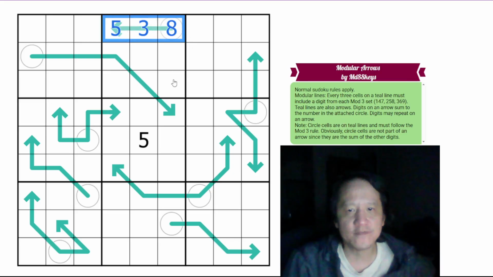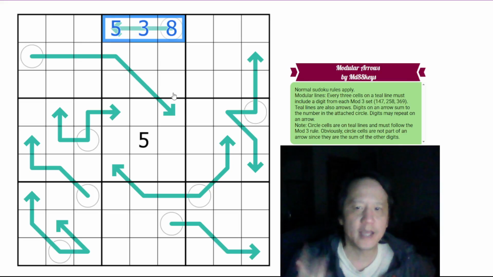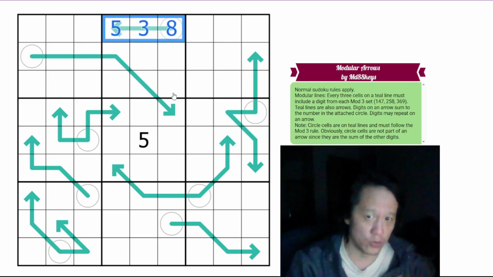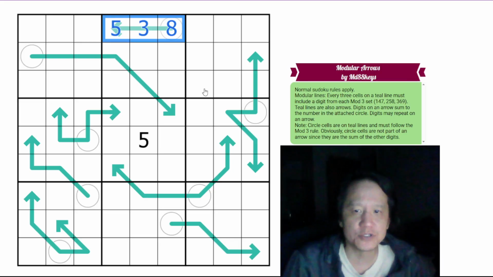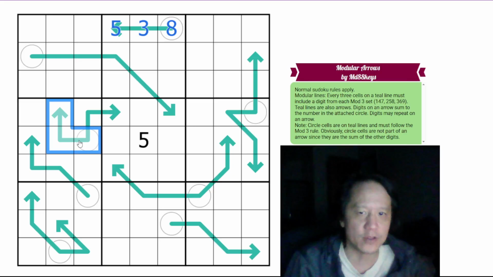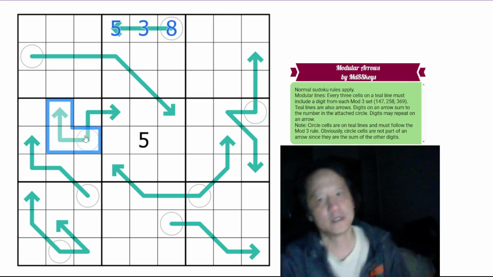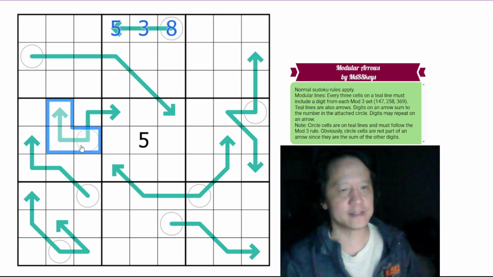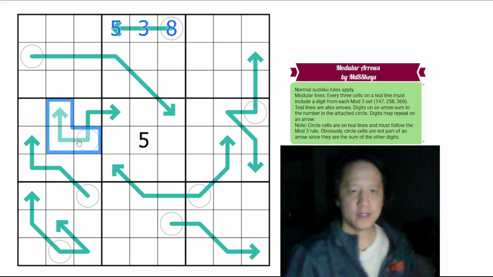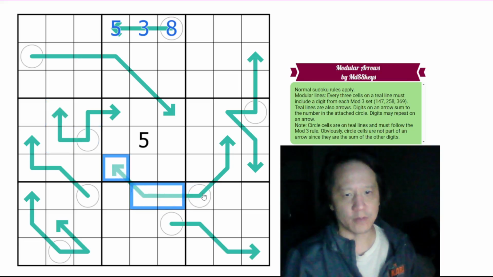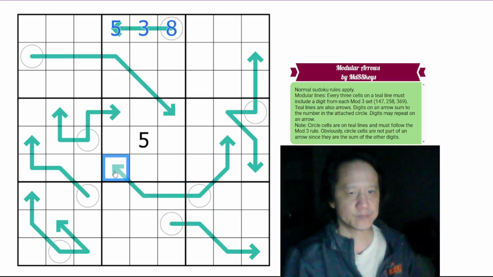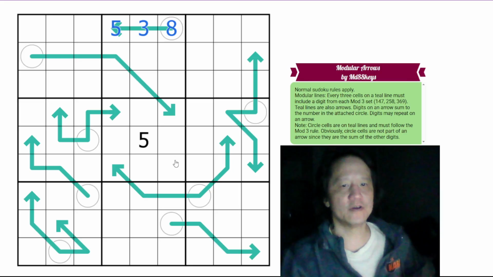So that's all that information. Note, circle cells are on teal lines and must follow the mod 3 rule. Obviously, circle cells are not part of an arrow, since they are the sum of the other digits. So the circle must also follow the modular line constraint. But obviously you can't sum up to itself, right? So the sum of these 3 digits here must sum up to that cell, etc. And those are all the rules.